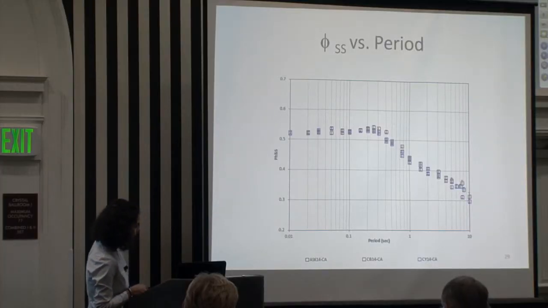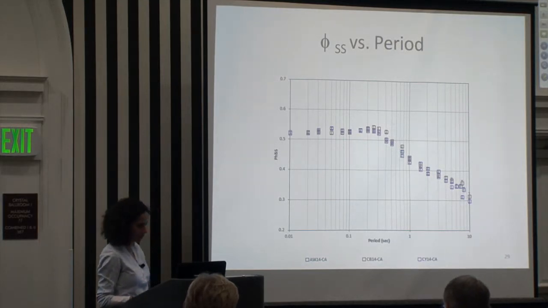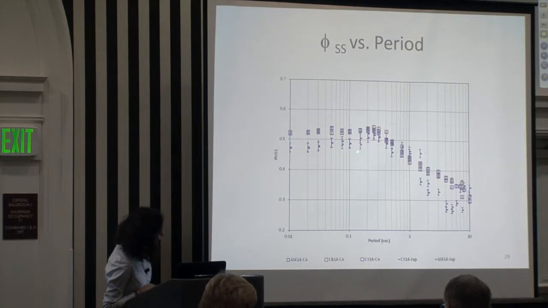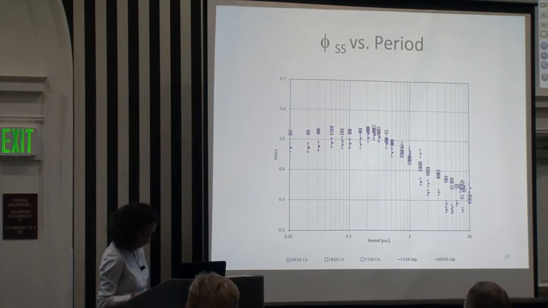So looking at the 3 NGA-West2 models that I analyzed, this is VSS for California, and it agrees very well among all the models. This is VSS Japan for Chiou and Youngs 2013 and Abrahamson et al. And again, they kind of agree.